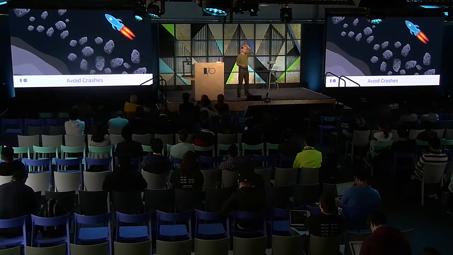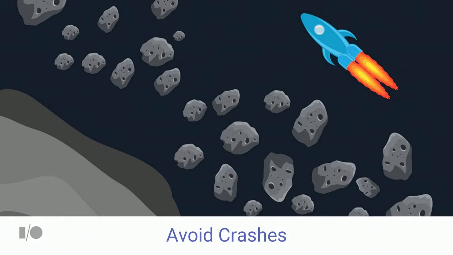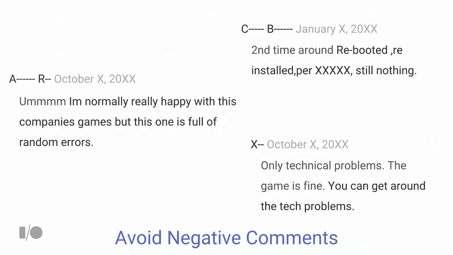OK, on to the next stage of the journey, which is the asteroid belt. And here, the danger is negative comments from crashes. And our goal is to get through the asteroid belt while minimizing the negative comments. Clearly, crashes and failures can be pretty bad for your app. Here are some negative comments. The first two are pretty self-explanatory. The last one really gets me.